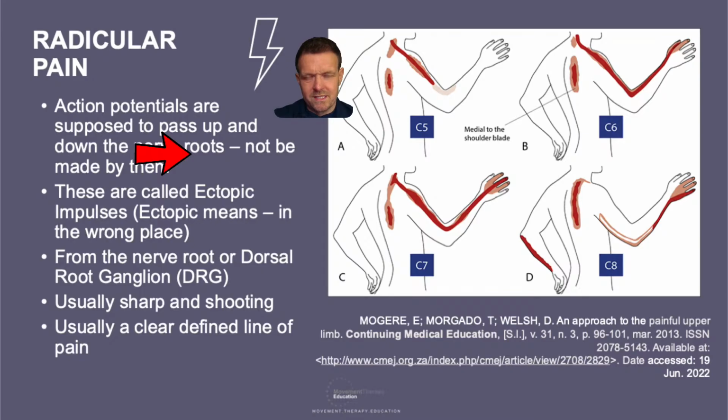So referred symptoms, if they're in the lower half of the body, they don't usually go below the knee. Okay. Radicular symptoms go below the knee. Okay. So that's one of the big differentiators between the two, whether it's radicular or referred. But we do have issues with this as well.